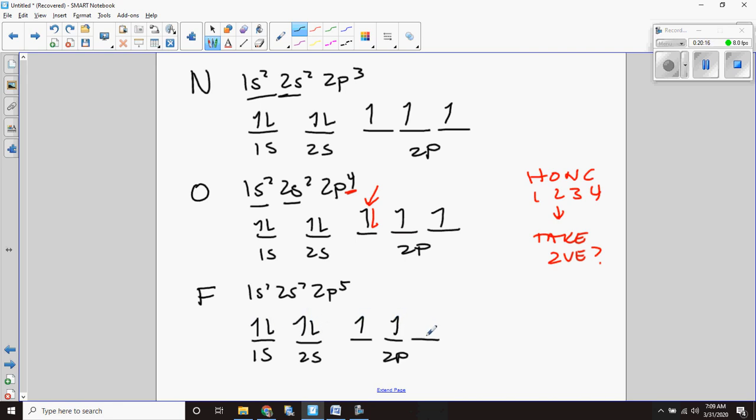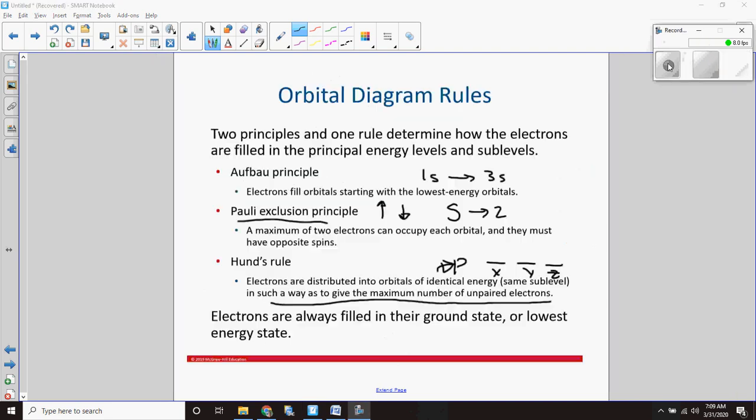So I have spin up, spin up, spin up, and then oxygen paired this one. Fluorine is going to pair this one. Guess what's going to happen? Neon is going to end up pairing this one. So this is how orbital notation works. We have to follow 3 sets of rules when we're actually writing orbital notations.